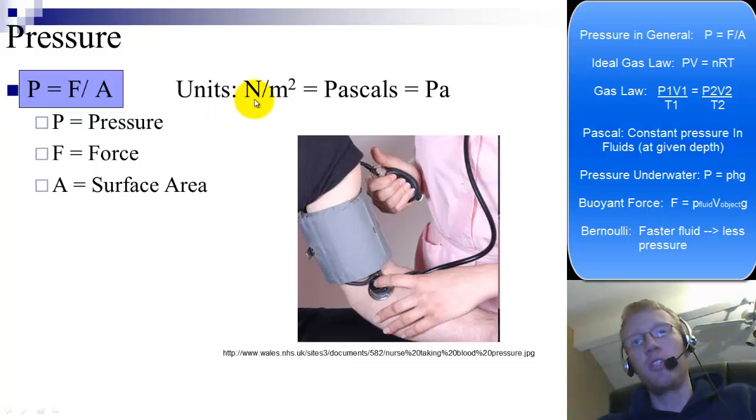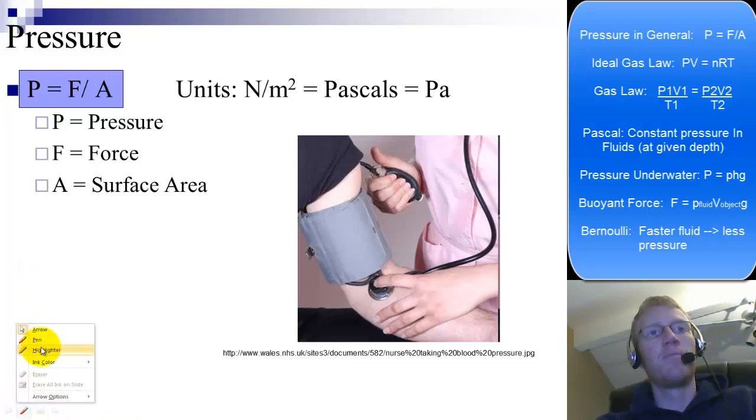The units for pressure are actually kind of interesting. You can have force measured in newtons, that's the standard unit, and then you could have area measured in meters squared. And this is combined. Newtons per meter squared is combined into a new unit called the Pascal to honor Blaise Pascal, who was a scientist who worked on this kind of stuff. So newtons per meter squared equals pascals.